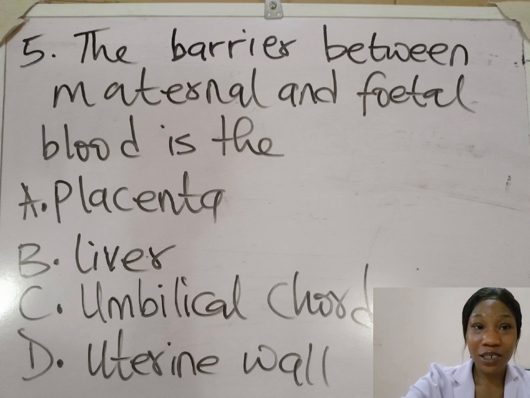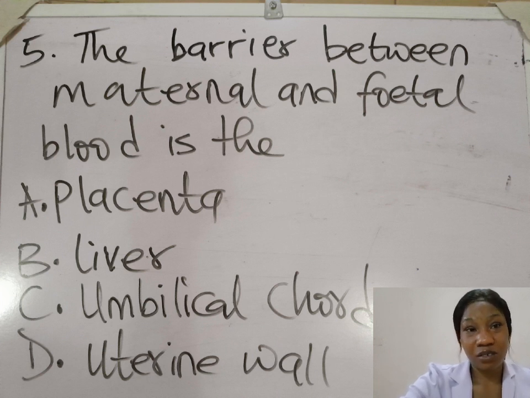Now, what is the placenta? The placenta is that part of the walls of the uterus that starts growing once the child has been implanted into the mother's womb, and this occurs a few days after fertilization. So it is that barrier.